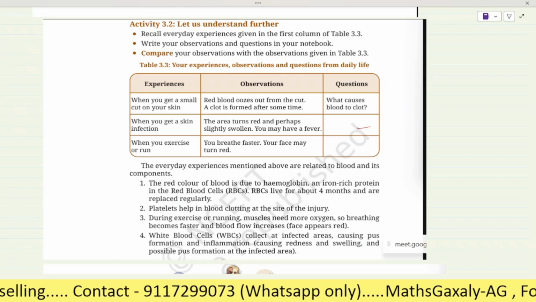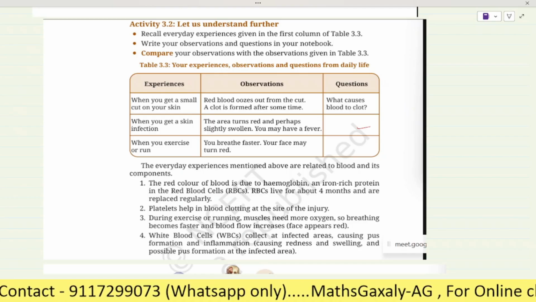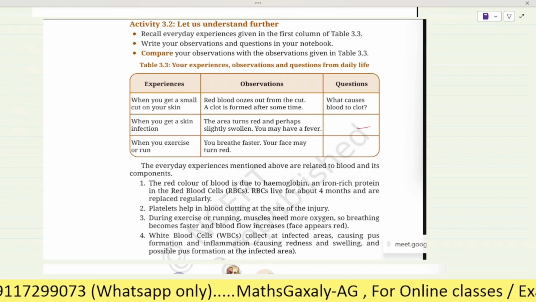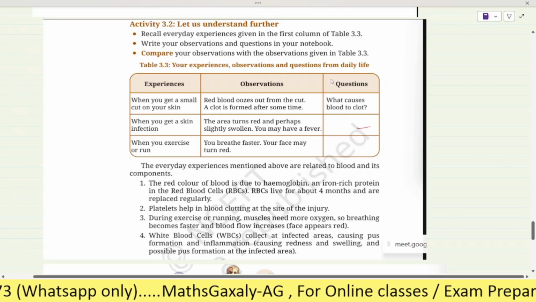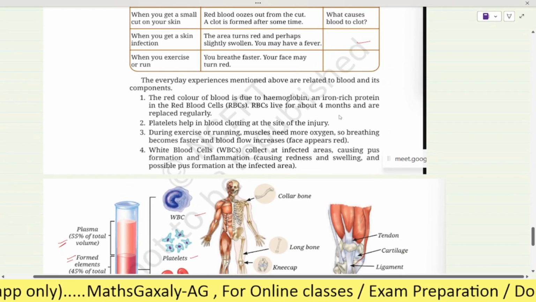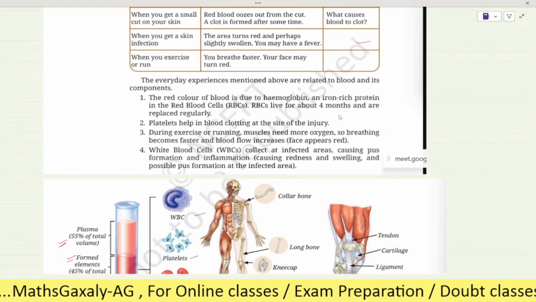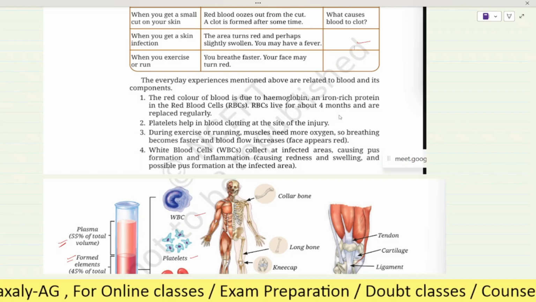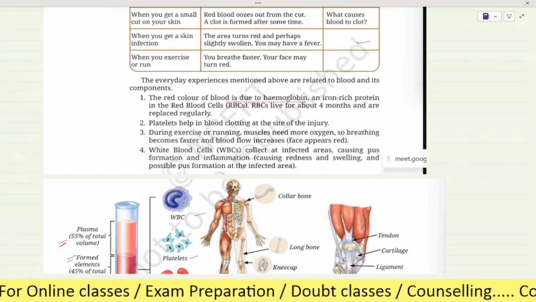And the next one is, when you exercise or run, what do you observe? You breathe faster and your face may turn red, right? Is it because at that time we need more oxygen? So as it says here, the everyday experiences mentioned above are related to blood and its components. The red color of blood is due to hemoglobin. These are very important points you have to note down.